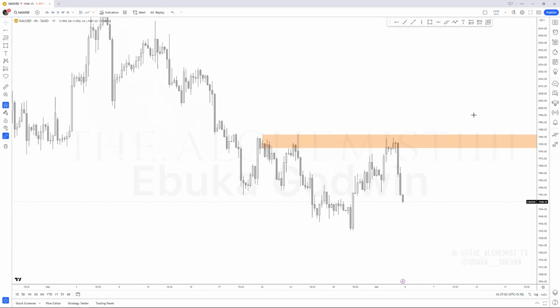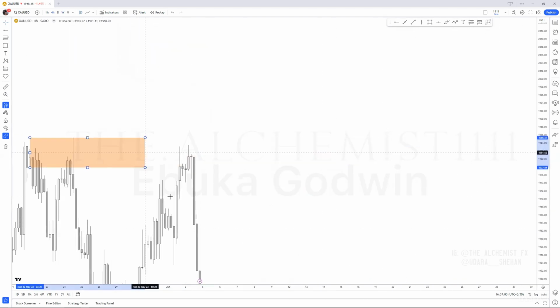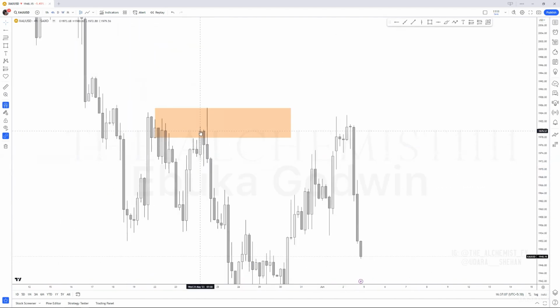Now, if you go to H4, of course, we had many zones inside of this. See, we had this resistance here. We had this resistance here. Can you see? But I did not take any of this. I did not refine it to the H4 levels. I'll tell you why later.